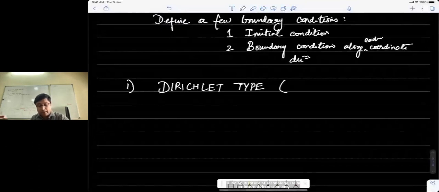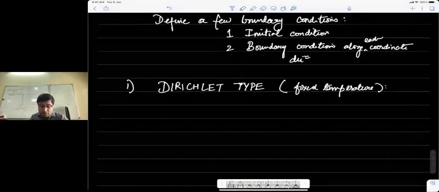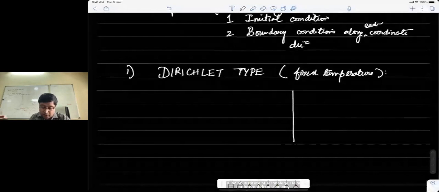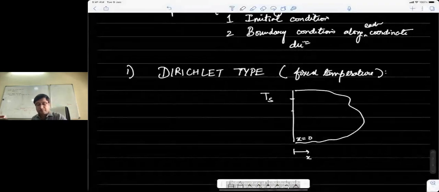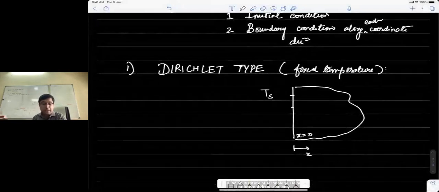A Dirichlet type boundary condition is one in which you have a fixed value of the variable. So let's say in this case fixed temperature, because we are dealing with temperature as a dependent variable. Say we have a solid which has some properties, and at some location x0, I have imposed a temperature Ts. There is some external means by which I'm maintaining this temperature Ts.